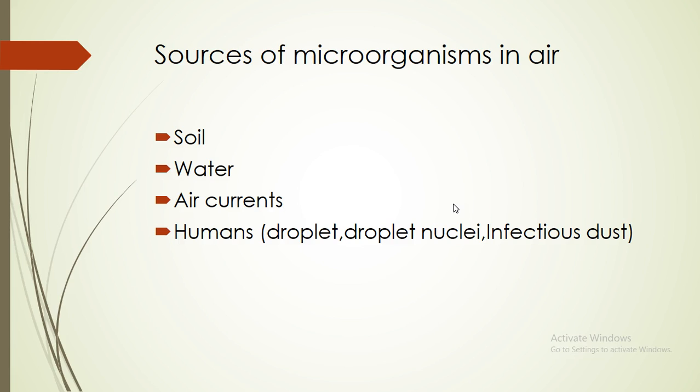Droplets are relatively large in size. So, what is droplet nuclei? Small droplets in a warm, dry atmosphere tend to evaporate rapidly and they become droplet nuclei. The residue of solid material which is left after drying up of a droplet is known as droplet nuclei.